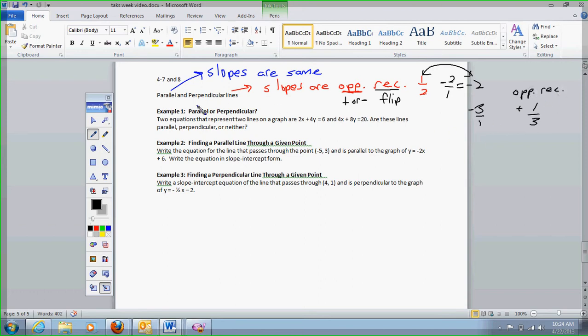Okay? So parallel lines have slopes that are the same, means they're equal. Perpendicular lines have slopes that are opposite reciprocals. Let's look at a couple of examples. Example 1.